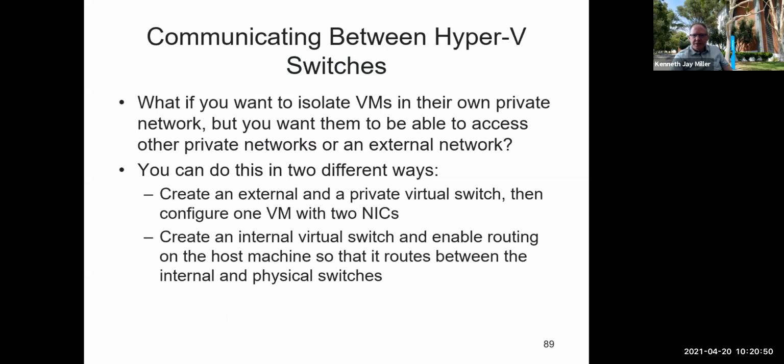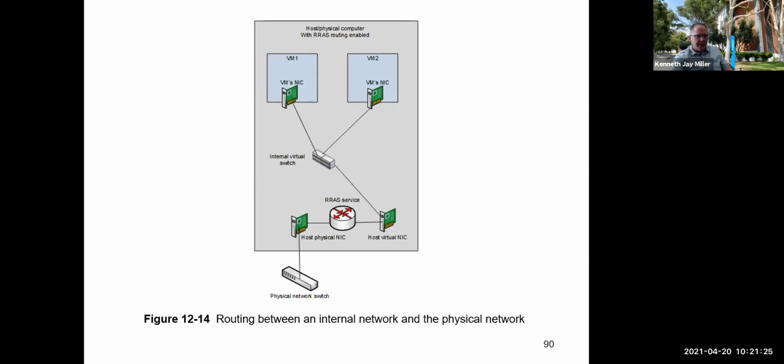Now, if we need communication in between our networks, we need a router, right? A definition of a router is a device that interconnects two or more networks. You can do that either by creating an external and a private virtual switch, then configuring one VM with two NICs, which would then be the router, or we can create an internal virtual switch and enable routing on the host machine so that it routes between the internal and the physical switches. Okay, so in this case, to get these networks together, if these are internal, they must use a router.